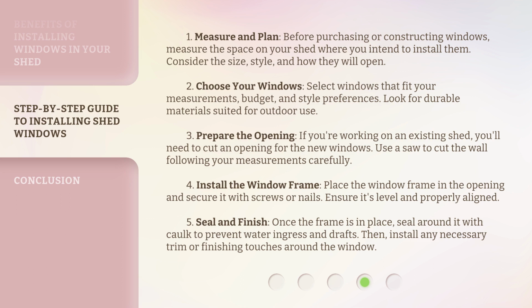4. Install the window frame. Place the window frame in the opening and secure it with screws or nails. Ensure it's level and properly aligned. 5. Seal and finish. Once the frame is in place, seal around it with caulk to prevent water ingress and drafts. Then, install any necessary trim or finishing touches around the window.